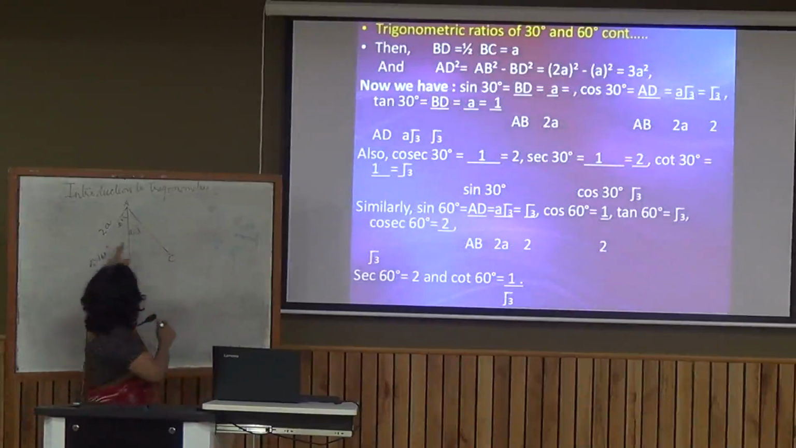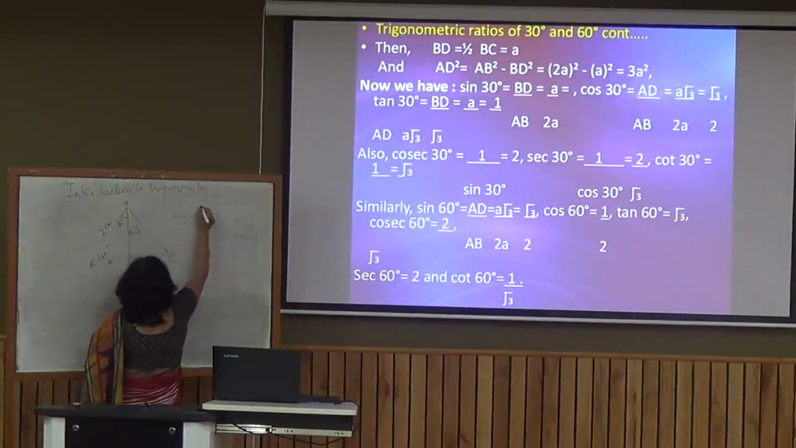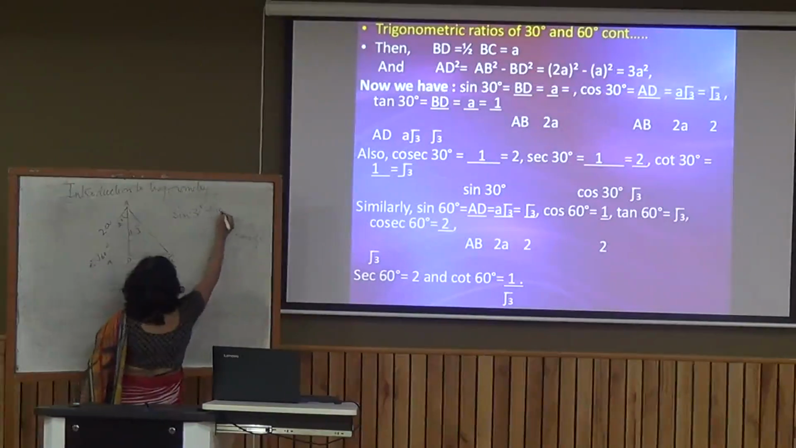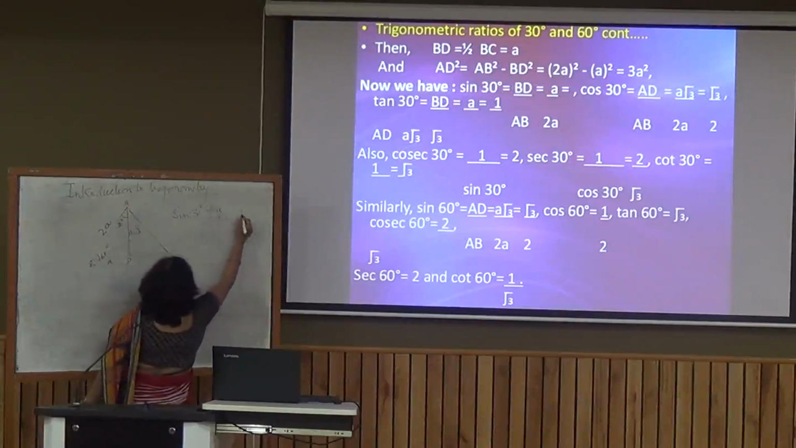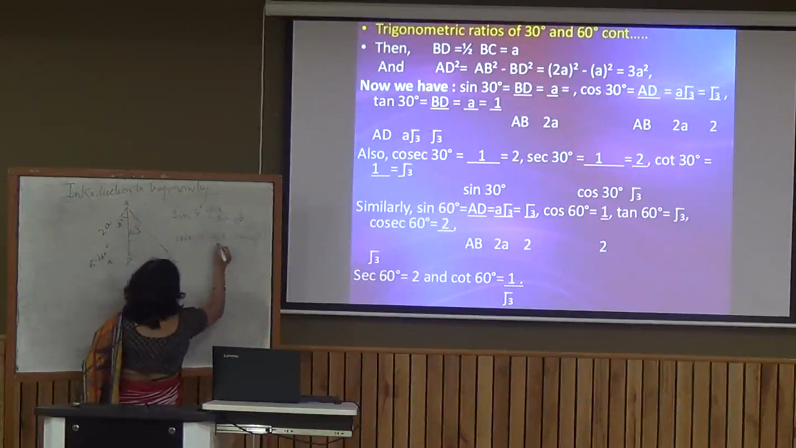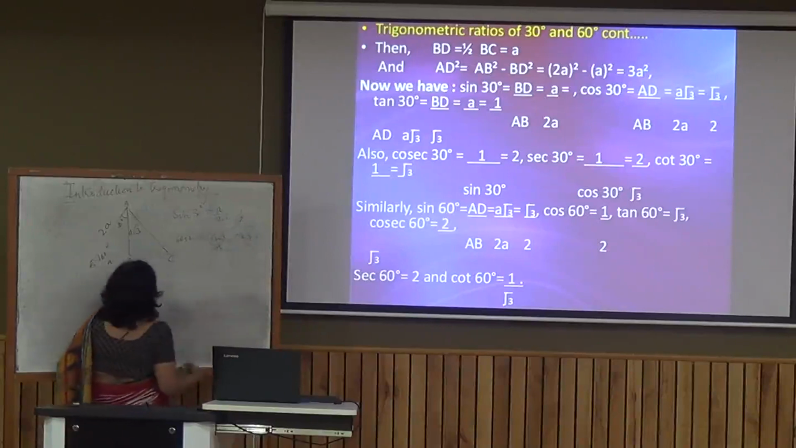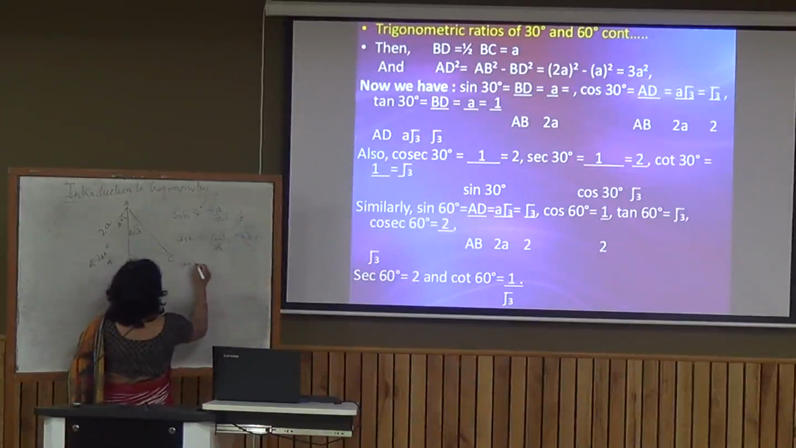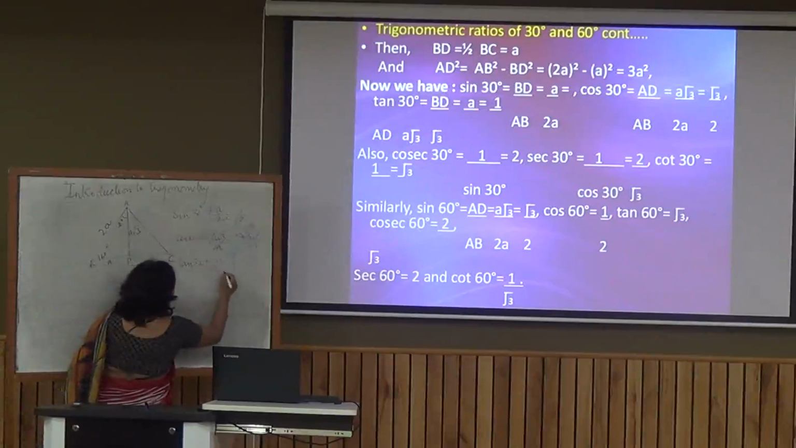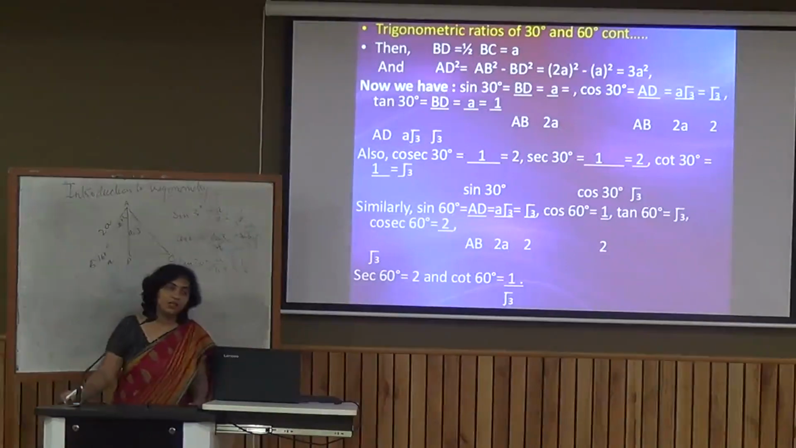So with the help of all these sides we can calculate sine 30 degrees. Opposite to the 30 degree, the side is A, hypotenuse is 2A, that gives us half. Cos 30 is adjacent upon hypotenuse, that gives us root 3 upon 2, and then tan 30 degrees is our opposite upon adjacent, that gives us 1 upon root 3, and the rest can be calculated by taking their reciprocals.